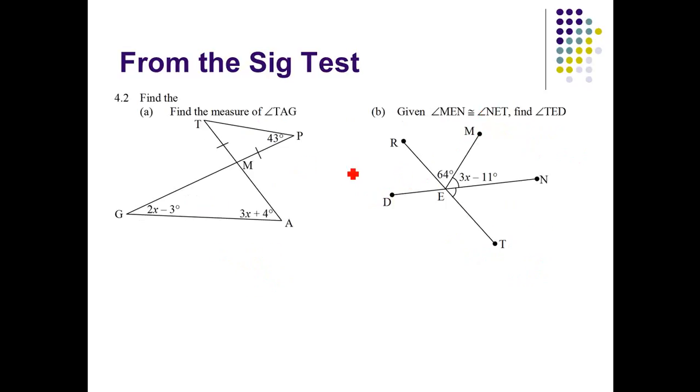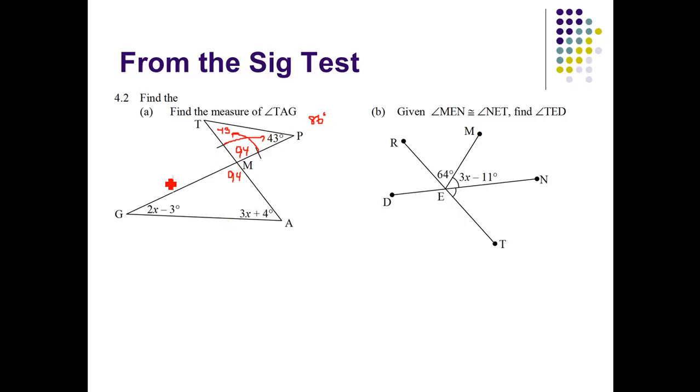Okay, from the last SIG test, this time we have an isosceles triangle. So if this angle is 43, this one opposite is 43. So this guy is 43 as well. If I add those two together, I get 86. Well, that means the remainder has to add to 180. That makes this angle here 94, which makes this one 94.